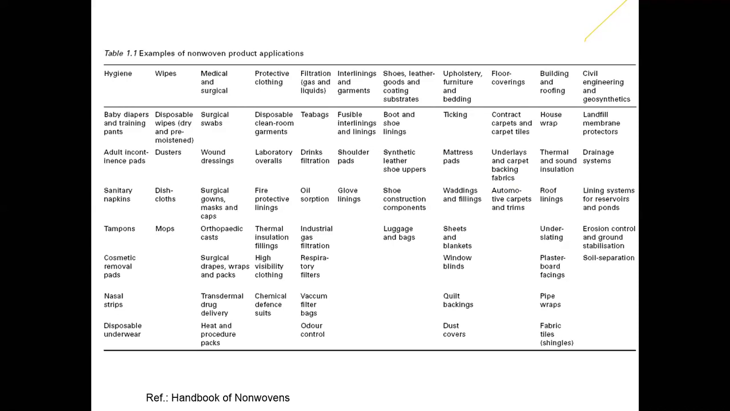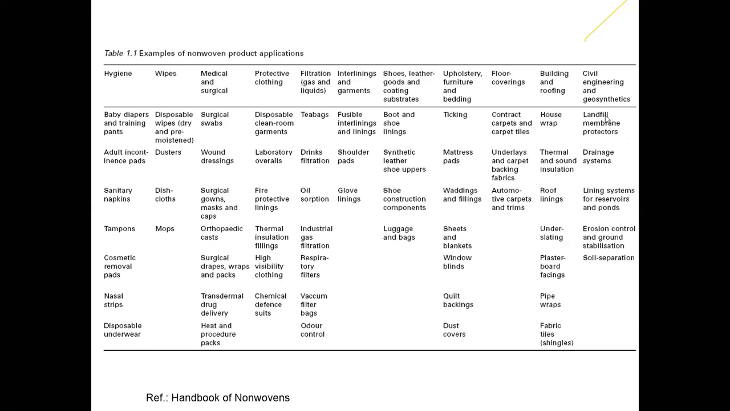Then sound insulation is also there. If you go to any thermal power plant or any genset in industry, they are using sound insulation. For the sound insulation, we are using non-woven fabrics. Then we have roof linings, underslating, and plasterboard facings, pipe wraps to insulate them, and then we have fabric tiles. In civil engineering and geosynthetics, we have landfills, membrane protectors, and drainage systems.